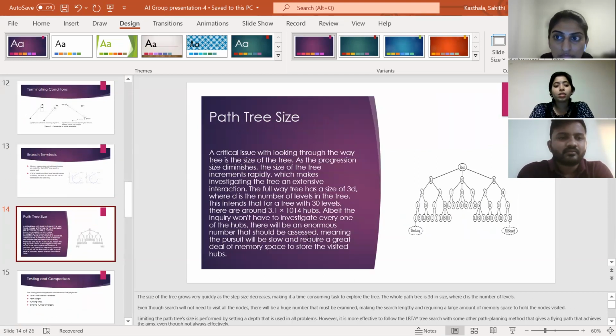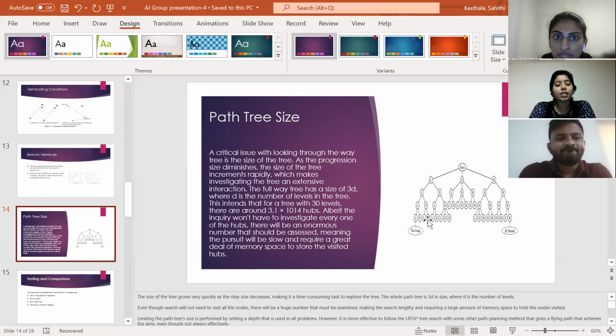Here you can see the diagrams. It is a path tree search, and the size of the path tree grows very quickly as the step decreases, and it takes time to explore the tree. The whole path tree is 3D in size, with these levels: level 1, level 2, level 3, level 4, and level 5. This is the root. Even though the search does not need to visit all the nodes, a huge number must be examined, making the search lengthy.